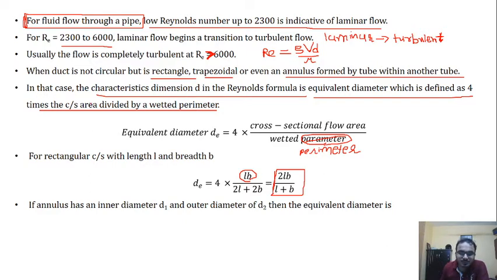Now let us say that if we take a case of an annulus which has inner diameter D1 and outer diameter D2, then the equivalent diameter is given by this formula. That is 4 times the cross sectional area, pi by 4 into (D2 square minus D1 square), divided by pi into (D1 plus D2). So the final formula is this, that is D2 minus D1. So this is the equivalent diameter in case of rectangle and annulus.